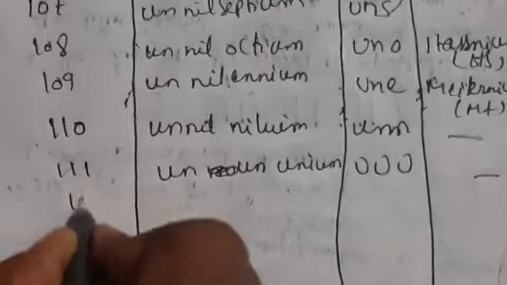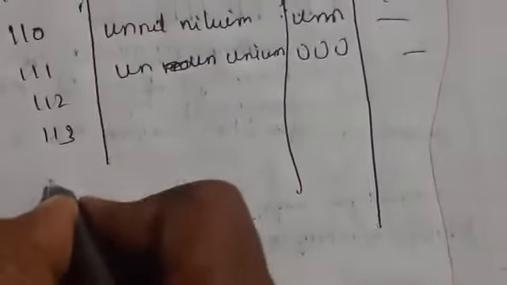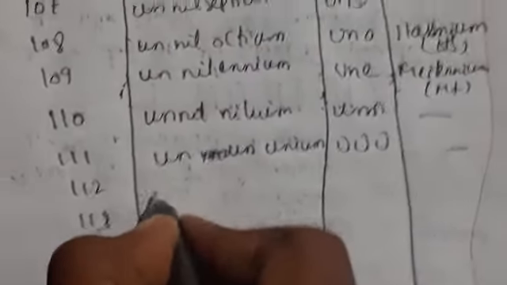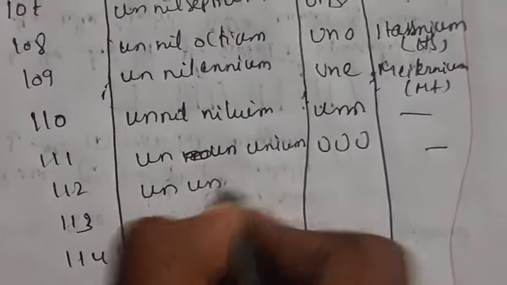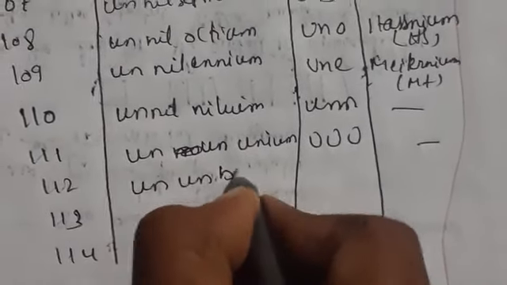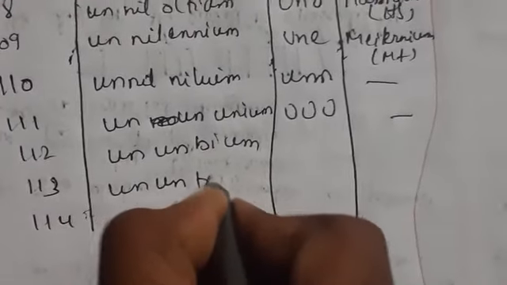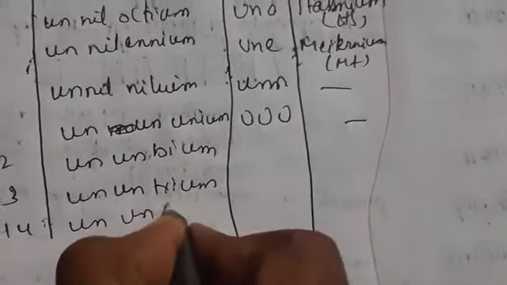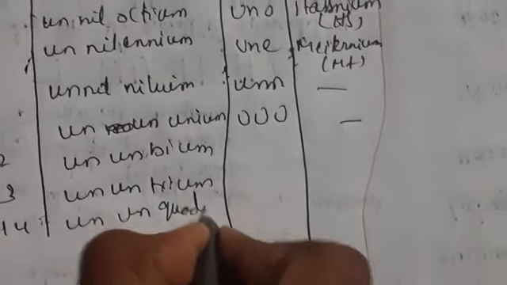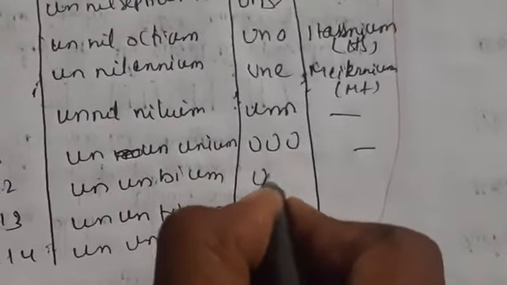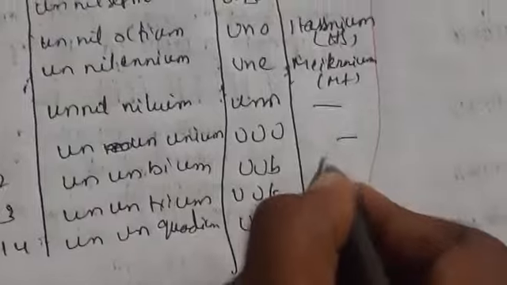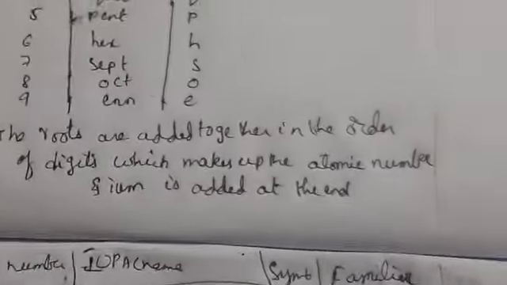If you take 112, 113, 114, you will have ununbium, ununtrium, ununquadium, so you have UUB, UUT, UUQ. These do not have any common names. So this is the IUPAC system, and this is how we have to derive the names.